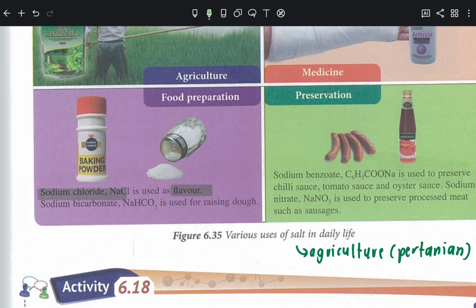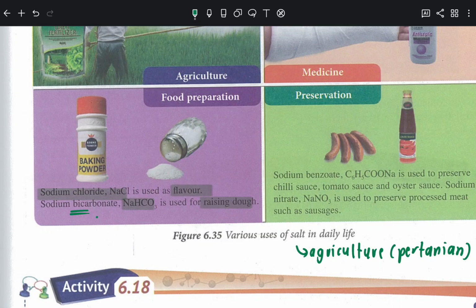And sodium bicarbonate, NaHCO3. Okay, this sodium bicarbonate we use to raise dough. So let's say if your mom sells kuih or cakes, ask her, mom, are you using soda or its other name, sodium bicarbonate? Then she will say, yeah, I'm using. Its scientific name is sodium bicarbonate. Your parents mostly know it as soda.